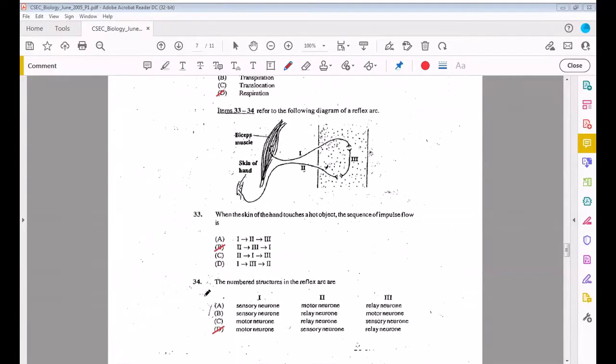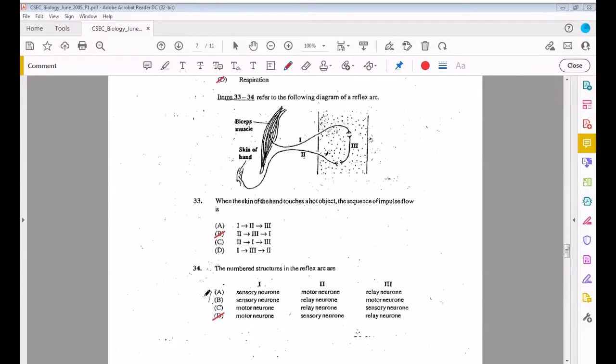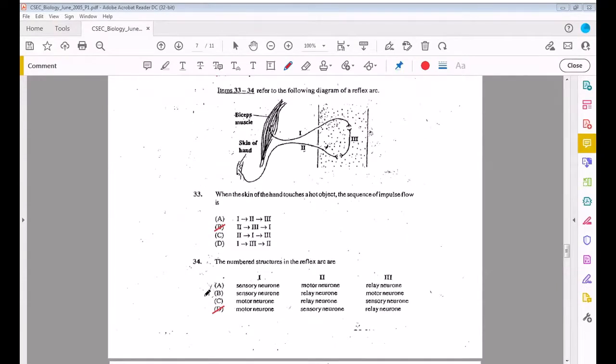33 and 34 refer to the diagram here of the reflex arc. So 33, when the skin on the hand touches a hot object, the sequence of impulse flow is B. So it goes from 2, the skin on the hand, to 3, to 1, right? So that's the trick there.